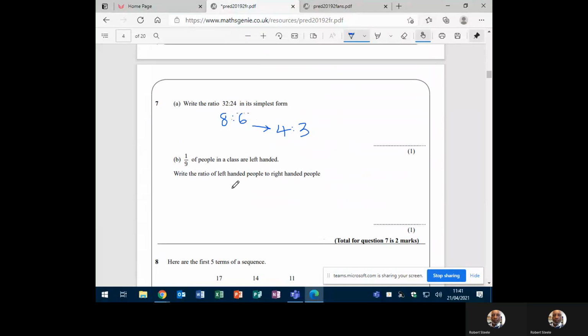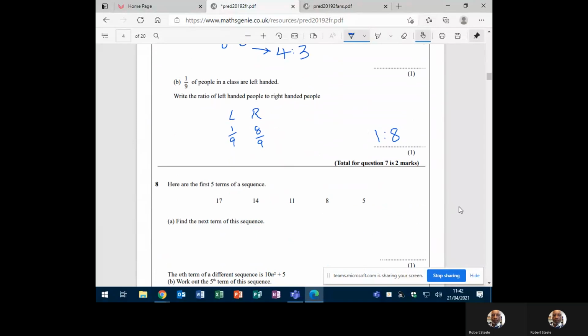Part B, left-handed, right-handed. If 1/9 are left-handed, then the remaining 8/9 to make up a whole must be right-handed. So your ratio is 1 to 8. Please don't get fooled into writing 1 to 9. That would be wrong. Out of every 9 people, 1 is left-handed, 8 are right-handed. That's what this means.